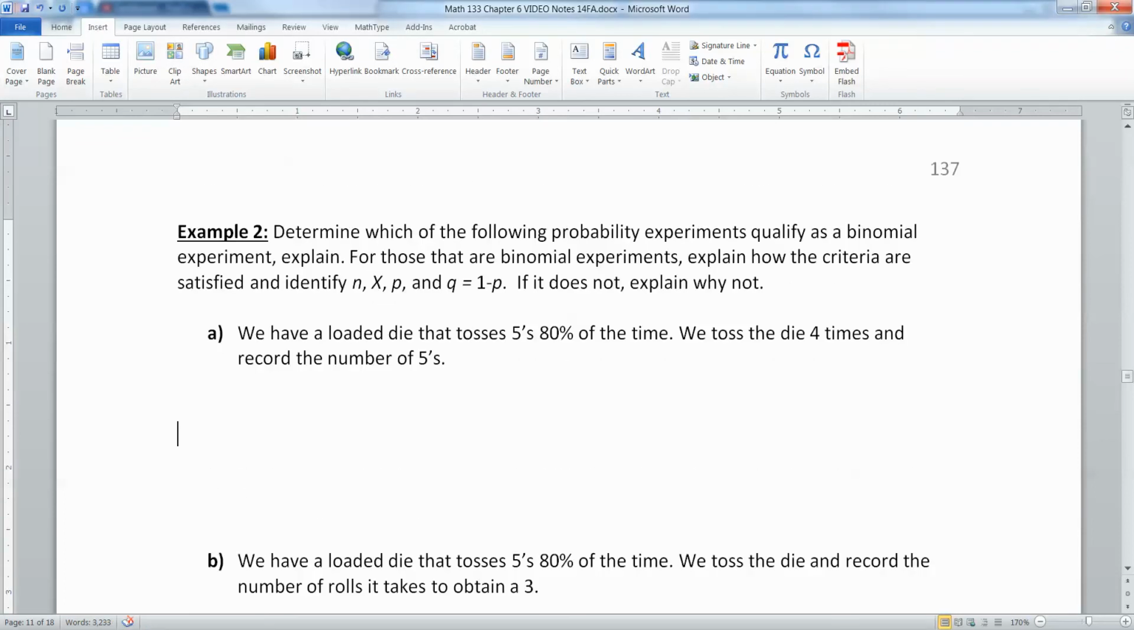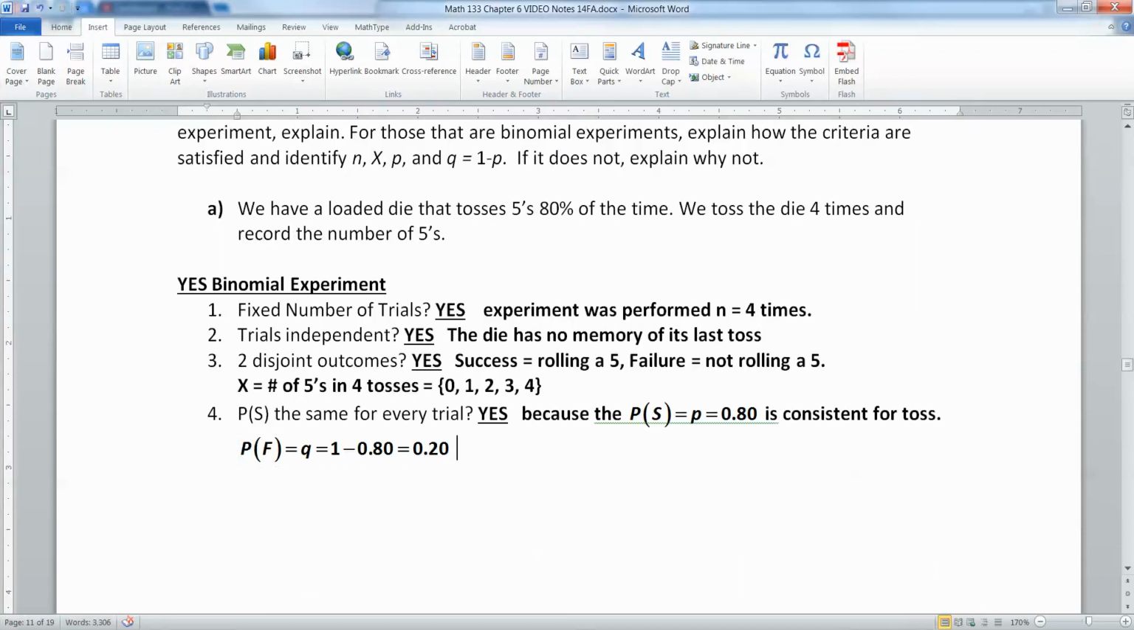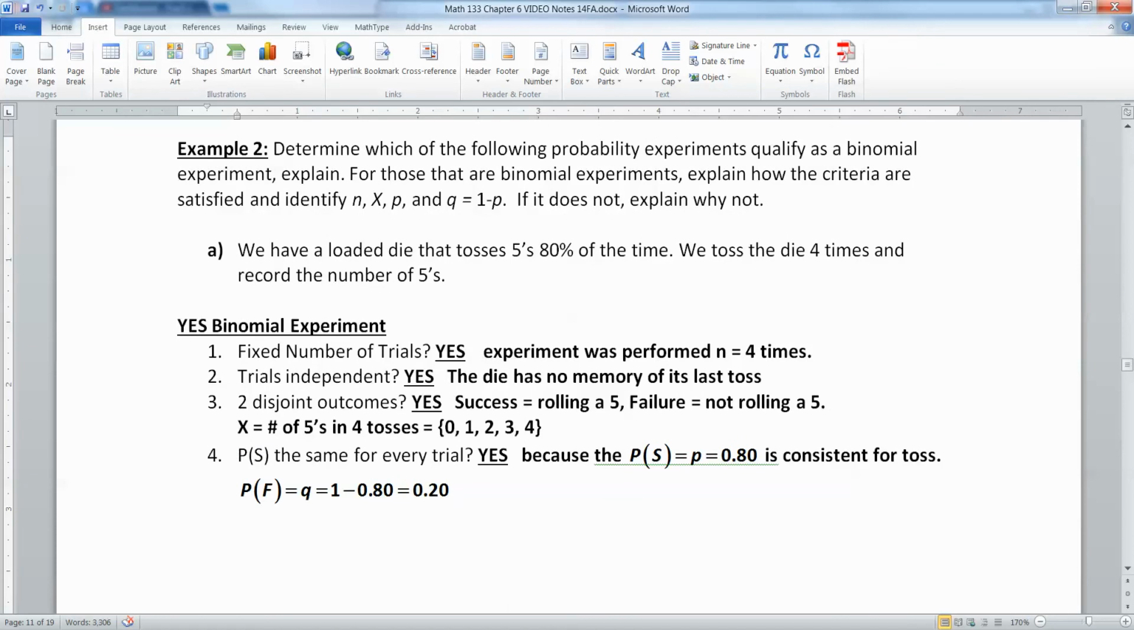Now you might think, oh, that's not binomial because it's a loaded die. Oh, but it is binomial. So let me type this up, 1 second. All right, so was this performed a fixed number of times? Yes. The experiment was performed n equals 4 times, set in stone. Were the trials independent? Absolutely. The die has no memory of its last toss.